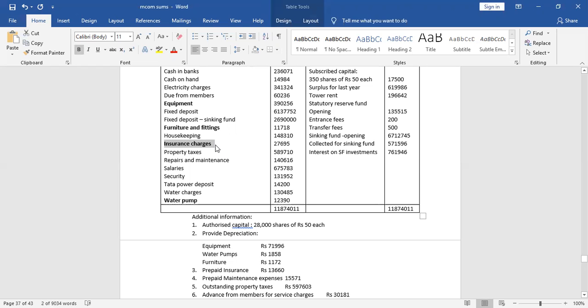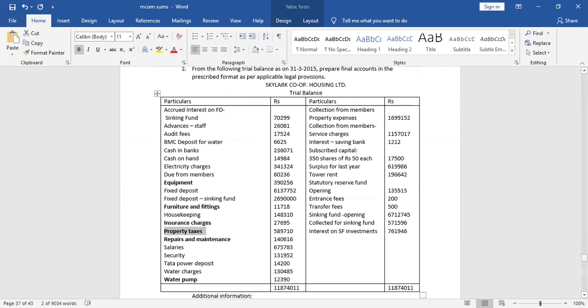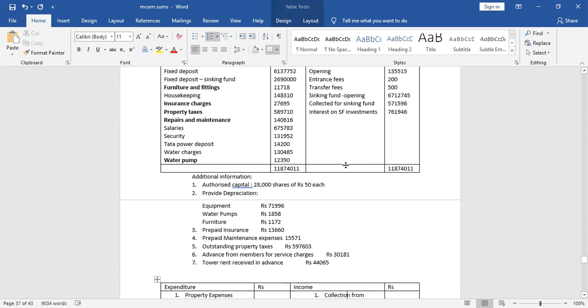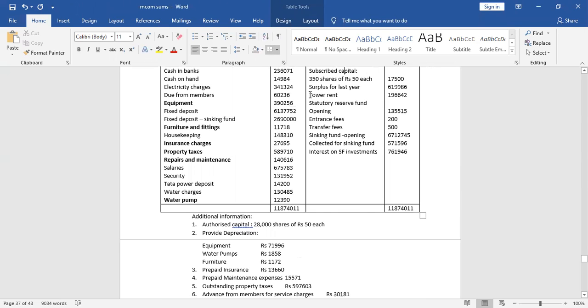There is an adjustment. Then maintenance expense, repairs and maintenance also there is an adjustment. Then outstanding property taxes, there is an adjustment. Property taxes we will adjust. Then advance to members for service charges. So service charges में there is an adjustment. Collection from members for service charges. And then tower rent received in advance. So tower rent also there is an adjustment.